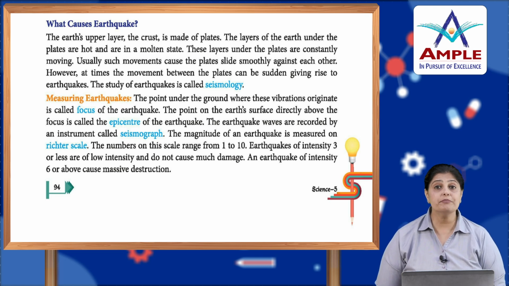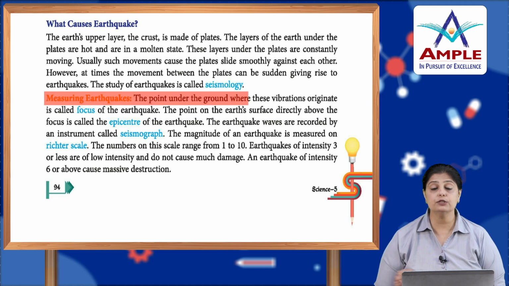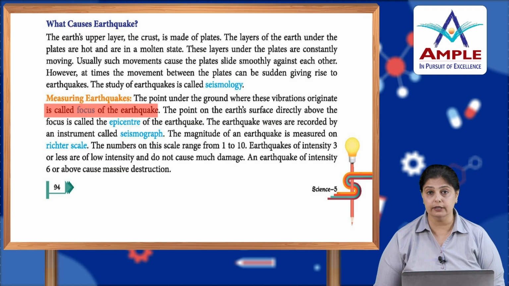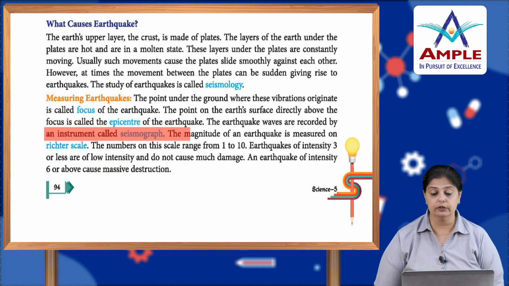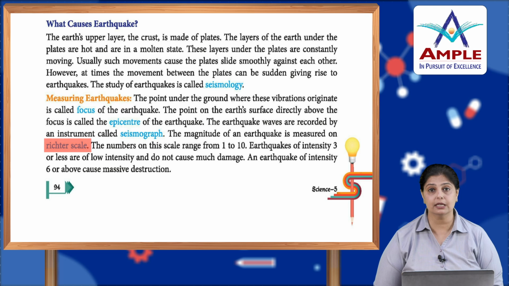Now, how can you measure an earthquake? The point under the ground where these vibrations originate is called the focus of the earthquake. The point on the earth's surface directly above the focus is called the epicenter of the earthquake. The earthquake waves are recorded by an instrument known as the seismograph. The magnitude of an earthquake is measured on the Richter scale. The numbers on the scale range from 1 to 10.